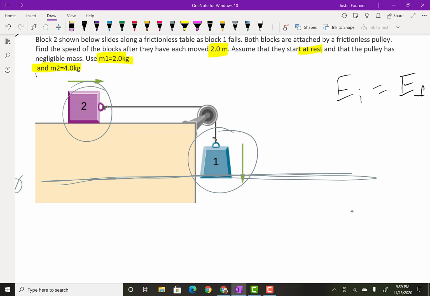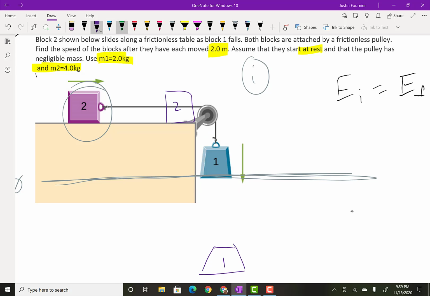So, we're going to say, here's the initial moment, when everything is set up the way it is. So that's the initial moment. And then the final moment is when block 2 is over here, right? Block 2 is over here, and then block 1 is down here somewhere, right? Block 1 is down there. So that's kind of the final moment there.